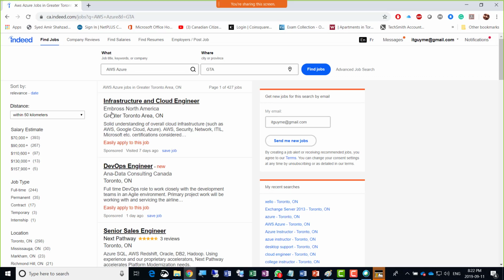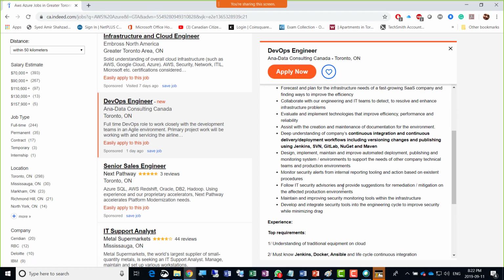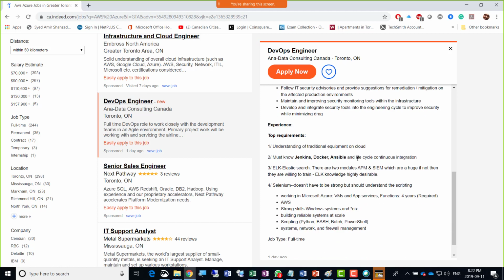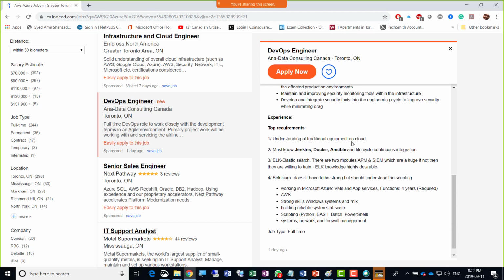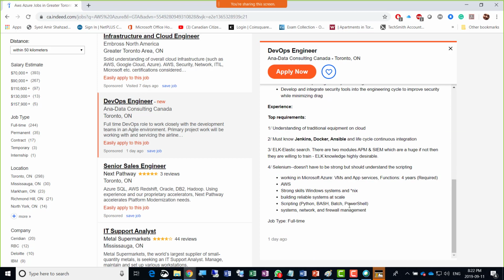See this, the first job is Embross North America, the company. It is in GTA, and they want a solid understanding of overall cloud infrastructure such as AWS, Google Cloud, Azure. Wow, all three, seriously. Okay, and DevOps. Then there is Anadata Consulting Canada, and they want DevOps there. If I click that, on the right side they are mentioning, other than that you should be a Superman or Superwoman, that they really need you to know some of the languages, Ansible, Jenkins, and well, there's Azure. Well, that's Azure and AWS, right?